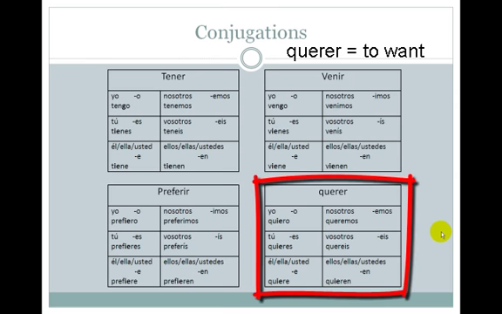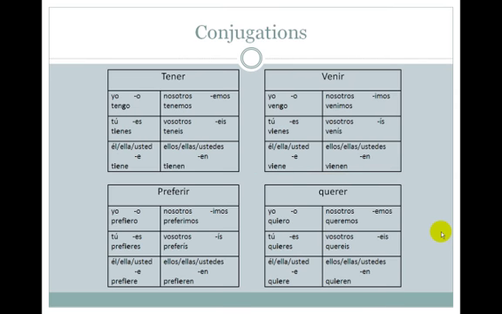The last verb on this page is querer, which means to want. Here, nosotros and vosotros will have no change, and every other form will have a change from E to IE in the stem, with the regular ER endings. Yo quiero, tú quieres, él, ella, usted quiere, nosotros queremos, vosotros queréis, and ellos, ellas, ustedes quieren.